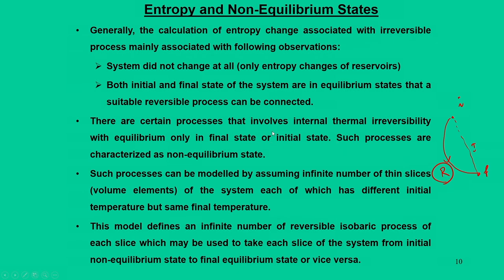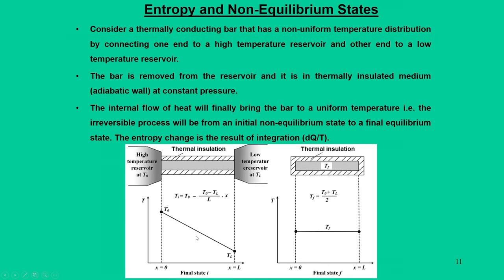But there are certain processes that involve internal thermal irreversibility with equilibrium only in the final state or initial state. Such processes are characterized as non-equilibrium states. When such processes are modeled, we are talking about an infinite number of thin slices of volume element of each system, for which we have different initial temperatures, but the same final temperature. When you do this particular analysis, it involves an infinite number of reversible isobaric processes of each slice, which may be used to take the system from the initial non-equilibrium state to the final equilibrium state and vice versa. Now, one such example I can give here.